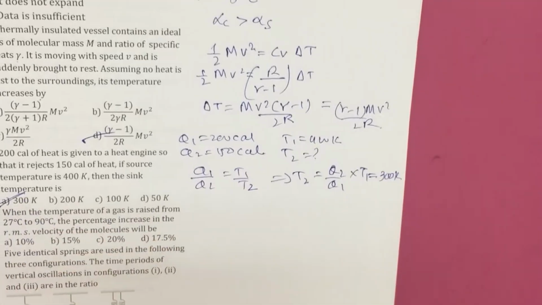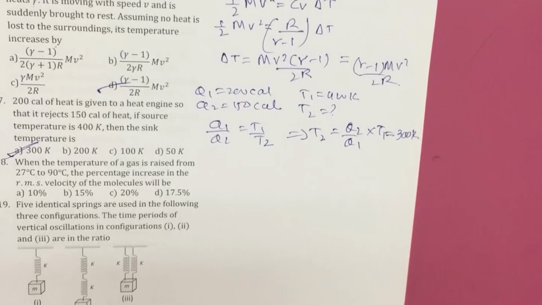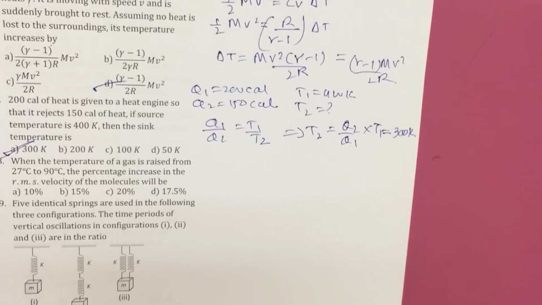So option A would be your correct answer. Question 18. When the temperature of a gas is raised from 27 degrees Celsius to 90 degrees Celsius, the percentage increase in the RMS velocity of the molecules will be.